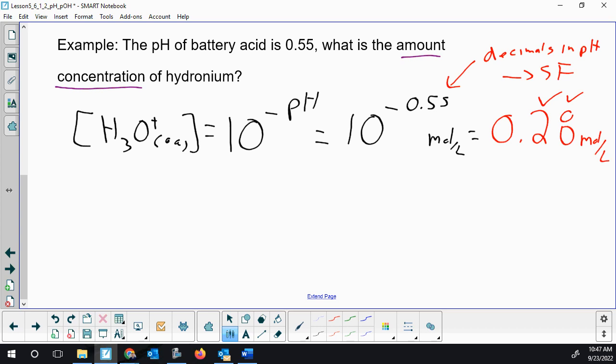And this is a pretty high amount of acid in solution, or hydronium. So using the formula is not overly complex. You're not going to have much unit conversion to do here.